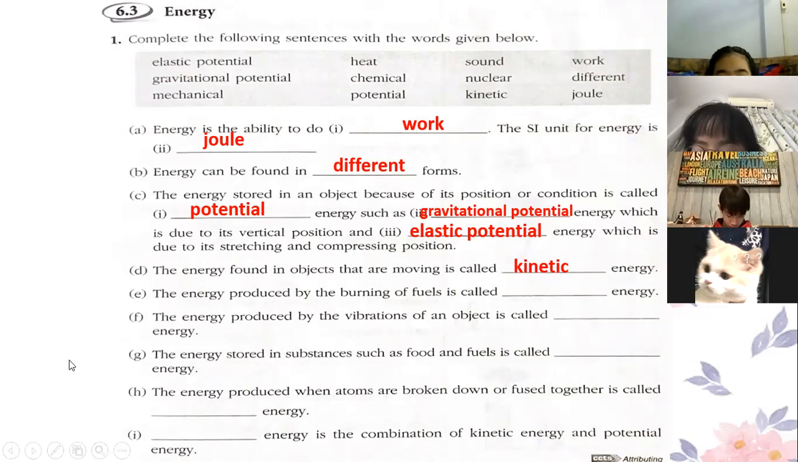Let's see E. The energy produced by burning fuel. The energy that gives out heat is called as, Haruka. The energy that gives out heat is called as, heat energy. Very good. Such as burning of fuel is a heat energy because when we burn a fuel, it gives out the heat, right? Cooking is heat energy as well. When we cook, it gives out heat.